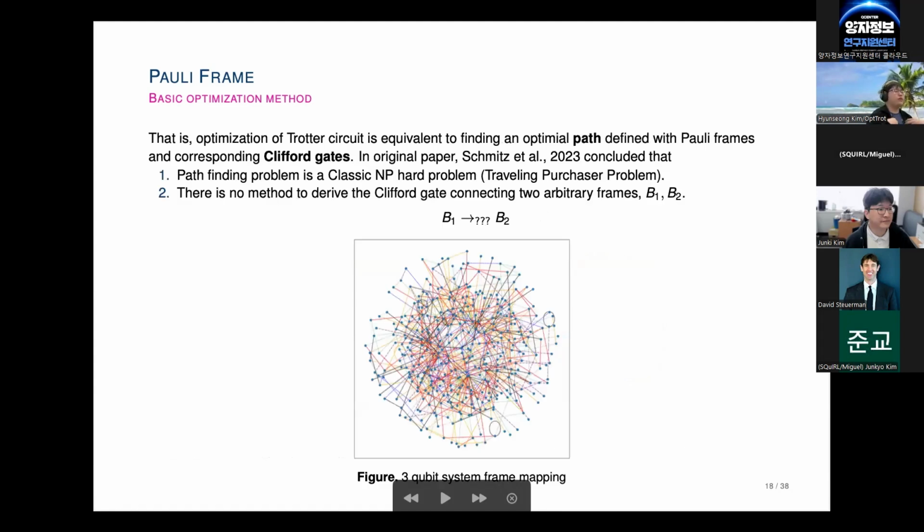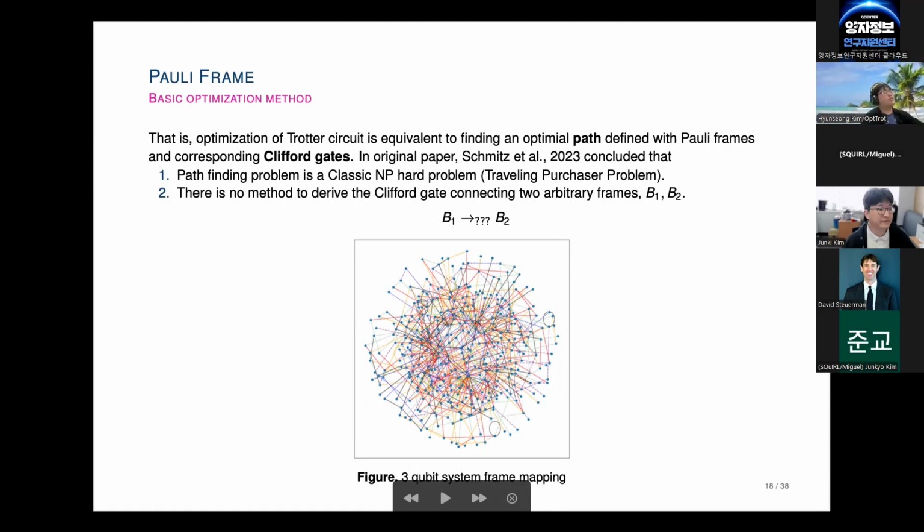So we made a commuting partition from the given Hamiltonian, and we have to find the optimal path between the Pauli frames. But the problem is there are tons of Pauli frames for the qubit system, and the figure here is an example of the Pauli frame map, and it is just a 3-qubit system. So our job is finding the correct frame path for the corresponding Hamiltonian. But this problem is even harder than just clustering the Pauli frames. It is called the traveling salesman problem.